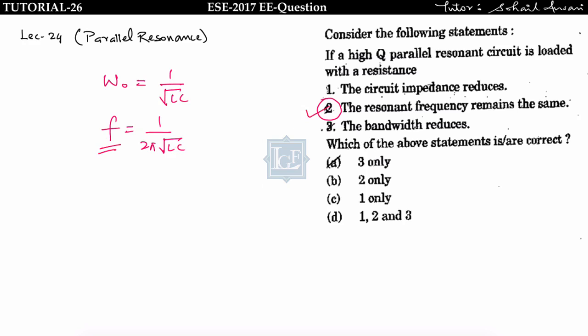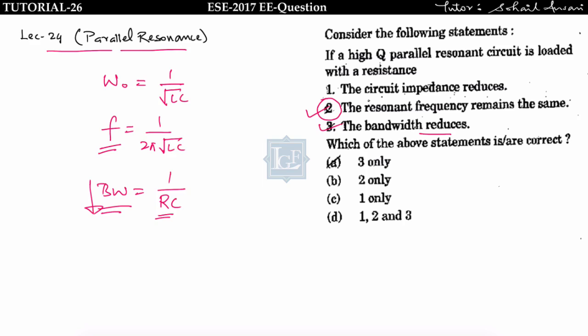Now talk about the bandwidth. Since it is a parallel resonance circuit, this I have explained to you in lecture number 24 with full derivation, that bandwidth is equal to 1 upon RC. So if you increase the value of R, then bandwidth will decrease. Okay, so if you increase the value of R, the bandwidth will decrease, that means the bandwidth will reduce. So option 3 is correct.